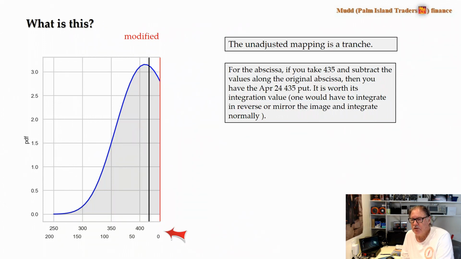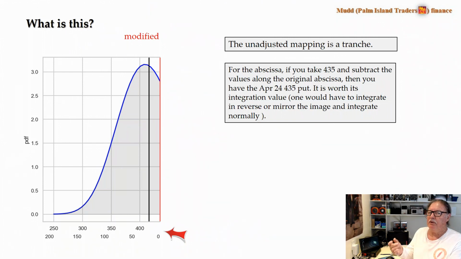So for the abscissa, if you take 435 and subtract the values along the original abscissa, then you have the April 24, 435 put. So the upper axis gives us the tranche, and the bottom axis gives us the put. It is worth its integration value, and again, you would have to integrate in reverse or mirror the image and integrate normally to actually accomplish that, which is not all that hard to do. So those are the qualifications that we have to make.